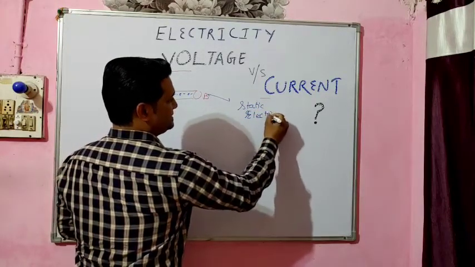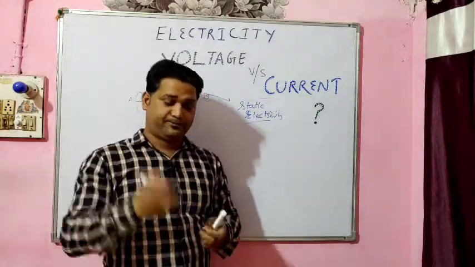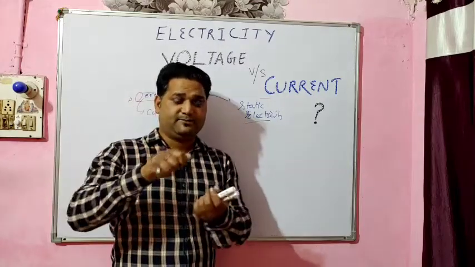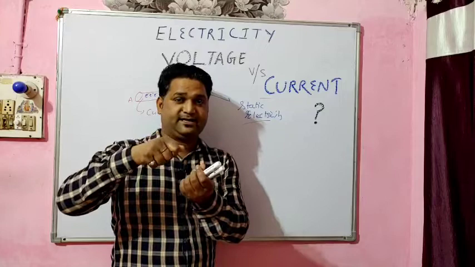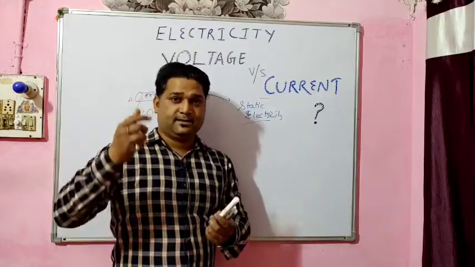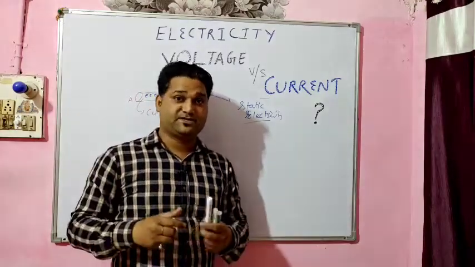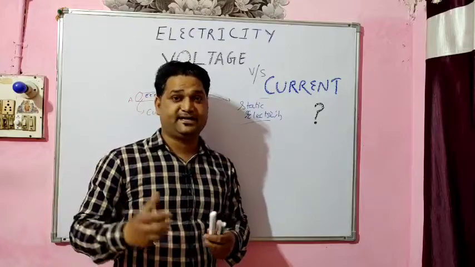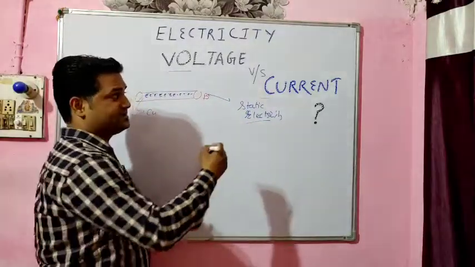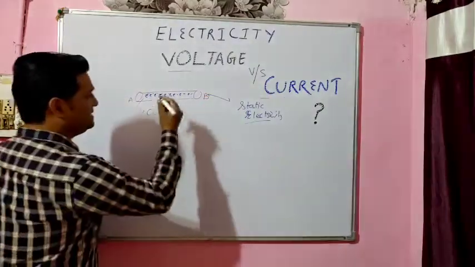They produce static electricity. For example, when we rub a scale in our hair, pieces of paper stick to it. That is an example of static electricity. Another example is rubbing a balloon on your hair, and then the hair becomes straight. That's also an example of static electricity. Now in today's video I'll discuss current electricity, voltage and current, and how they are different from each other.